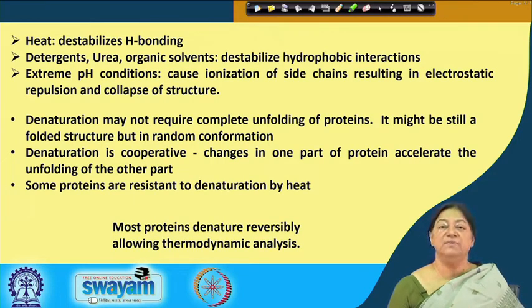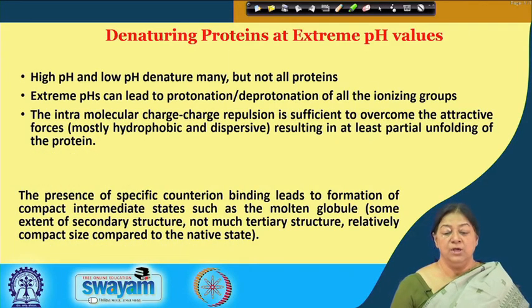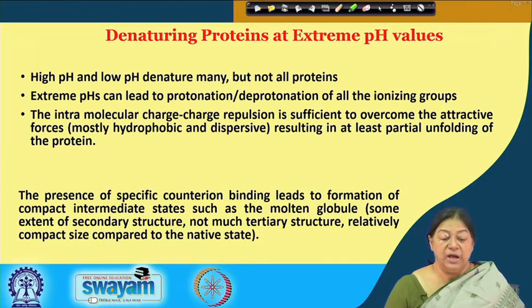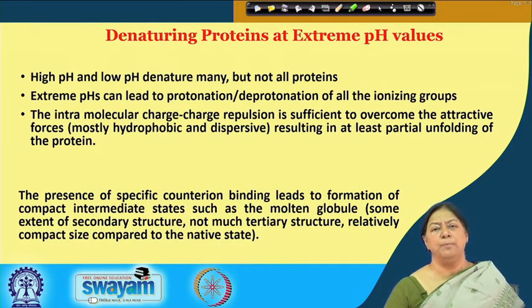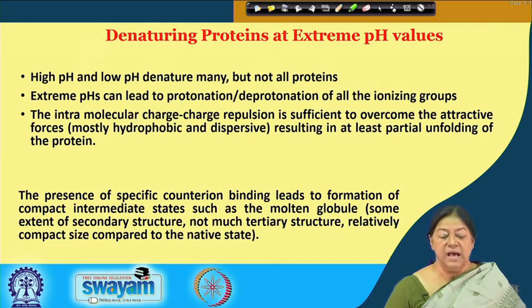So, it is this degree of unfolding that we can measure by different quantities or different measurement procedures. If we are looking at different pH, as I mentioned, high pH and low pH denature most proteins, but not all proteins, because some proteins may be stable to a certain extent. They can lead to protonation and deprotonation of the ionizing groups, and there is going to be some counter ion binding that leads to compact formation of intermediate states and so on and so forth, that are going to result in a disruption from the native state of the protein.